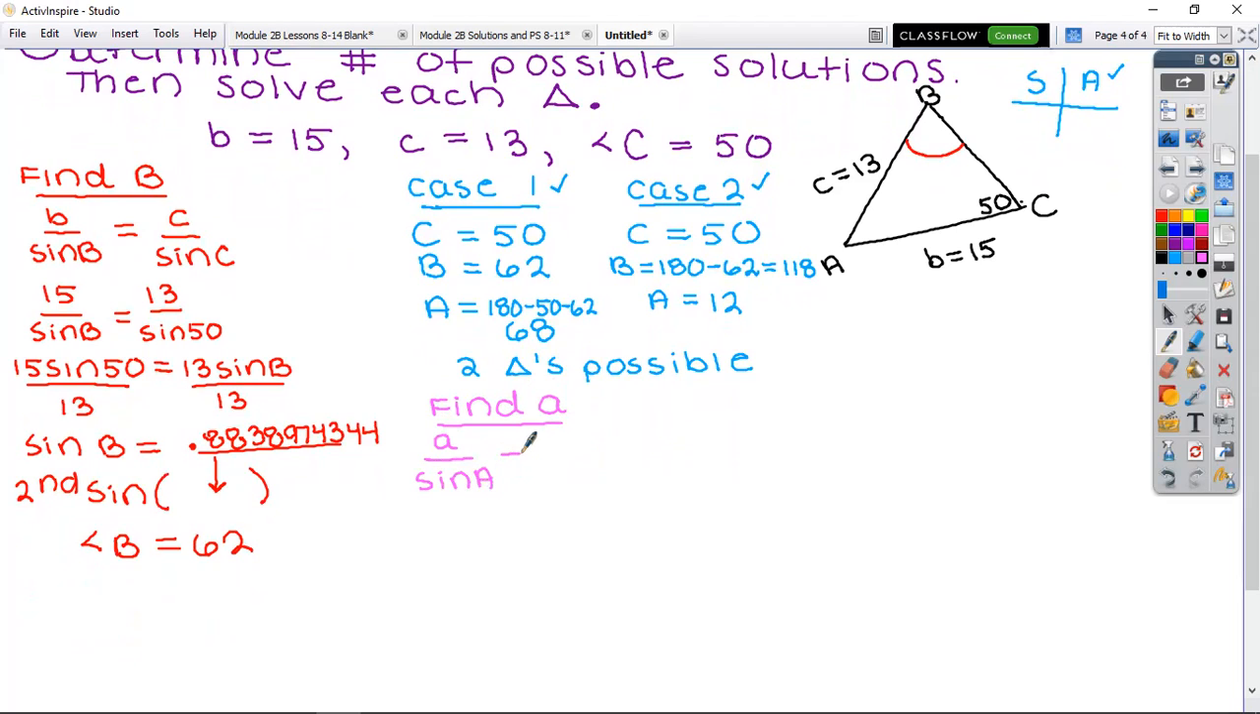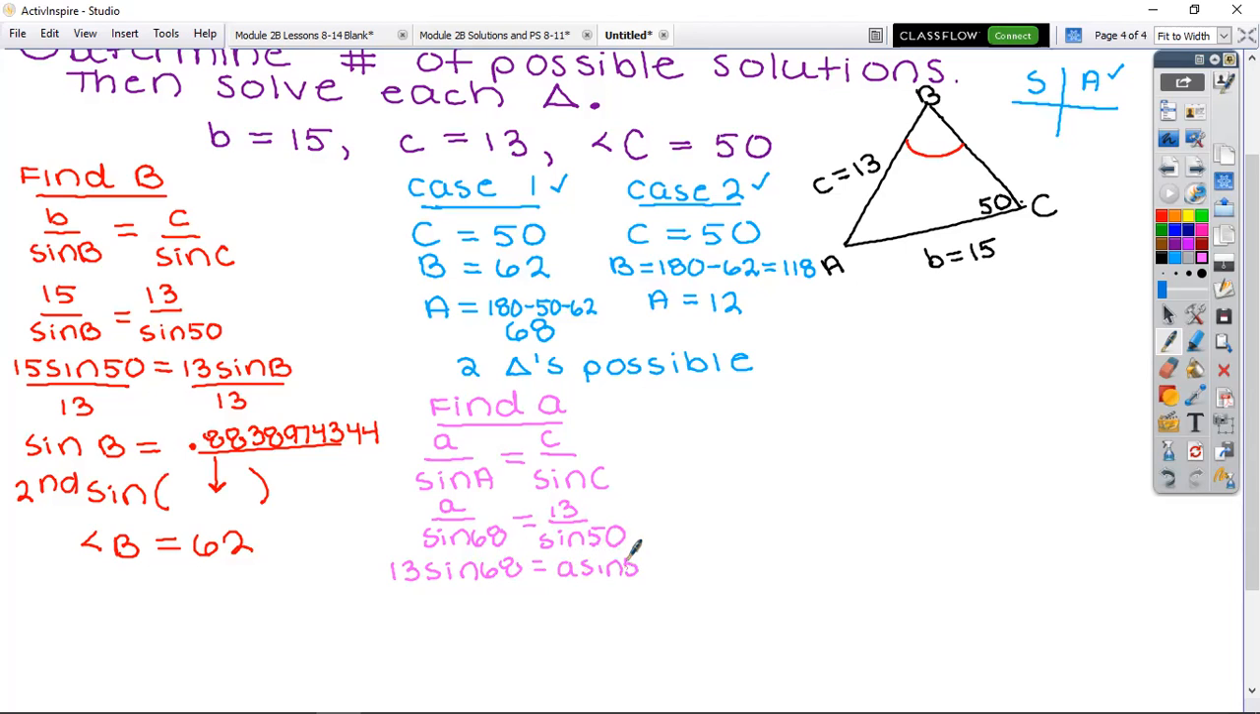Again, a general rule of thumb is it's advisable that you not go off your own work. So I'm going to use the C's again. So C over sine of C. So I'm going to go A over the sine of 68 degrees must be equal to 13 over the sine of 50. And this all depends on how much work you want to show on your paper. You don't have to show the decimals. You can just use your calculator. But this is going to be 13 sine 68 equal to A sine 50.